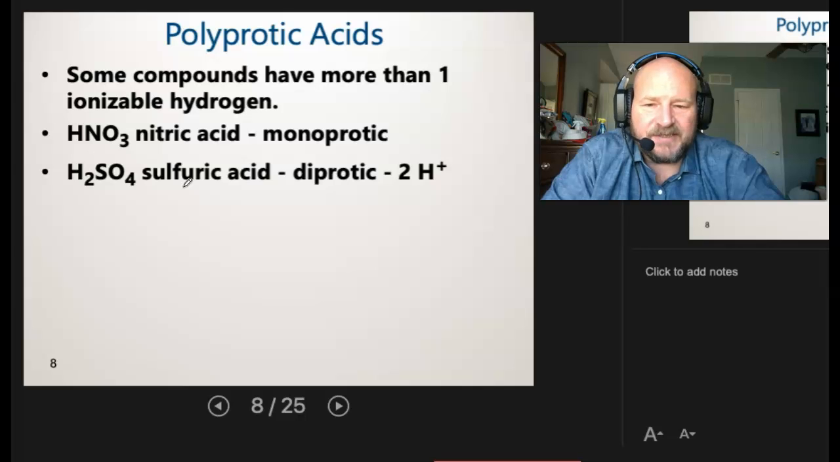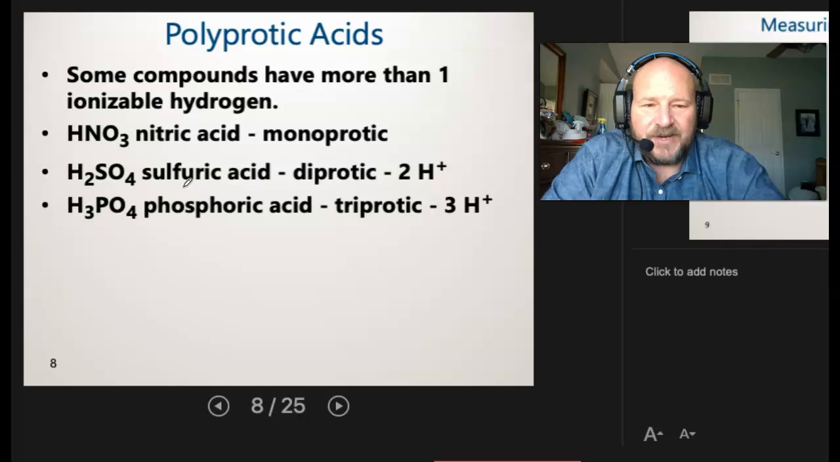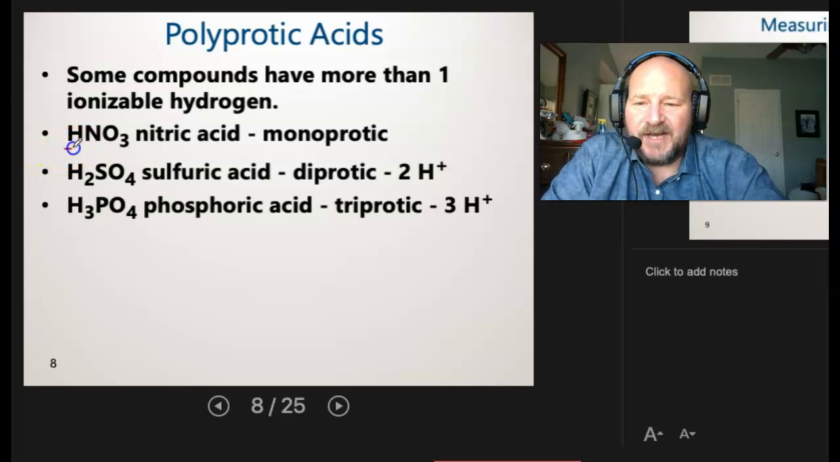H2SO4, sulfuric acid, is going to be diprotic. H3PO4, phosphoric acid, is going to be triprotic. Now, are you seeing the pattern here? It's the hydrogens out front, right?